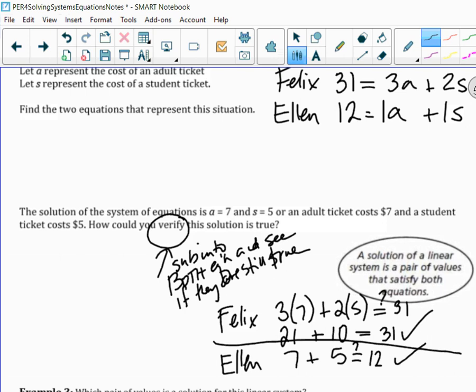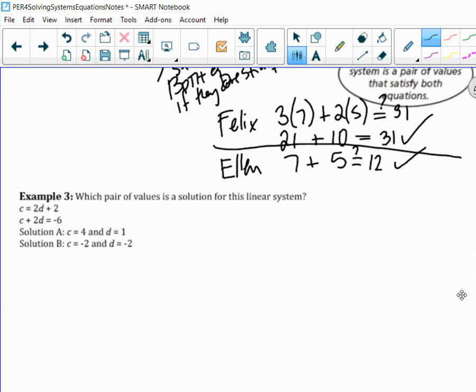Okay, here it says, which pair of values is a solution for this linear system? So the linear system is C equals 2D plus 2, and then C plus 2D equals -6, and they're saying solution A says C is 4 and D is 1, and solution B is C is -2, D is -2. So you need to verify which one actually is the solution. So what would you do here?